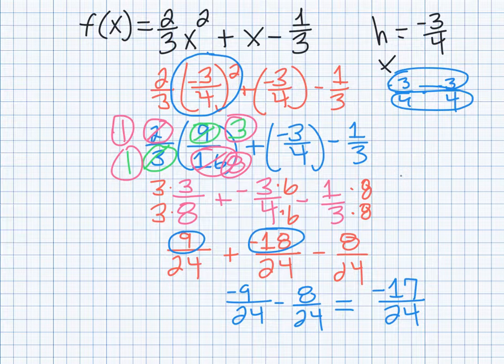So now I have the vertex of my function. Negative 3/4, negative 17/24. Can that happen? Absolutely. You can get fractions. Do not be intimidated by fractions. Just because you get fractions does not mean you did it wrong. A lot of people see that, they think they did it wrong.